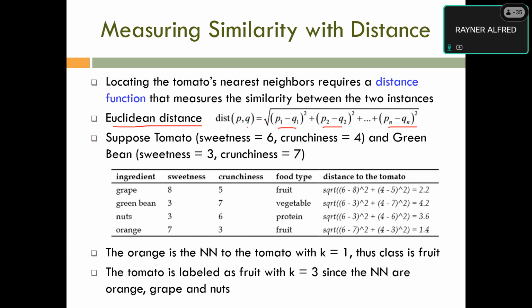Suppose we are looking at the tomato here. The tomato has sweetness 6 and crunchiness 4. And the green bean has sweetness 3 and crunchiness 7.